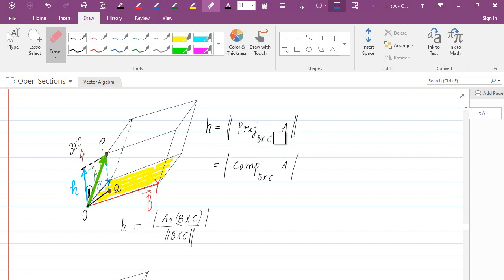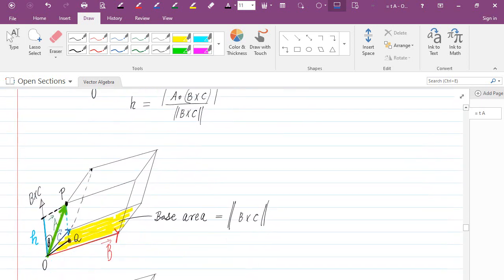Now the projection of A along B cross C is the same as the absolute value of the component of A along B cross C. And we know that the component of A along B cross C is the same as A dot B cross C divided by the length of B cross C, and we are taking the absolute value here. So we got the height.